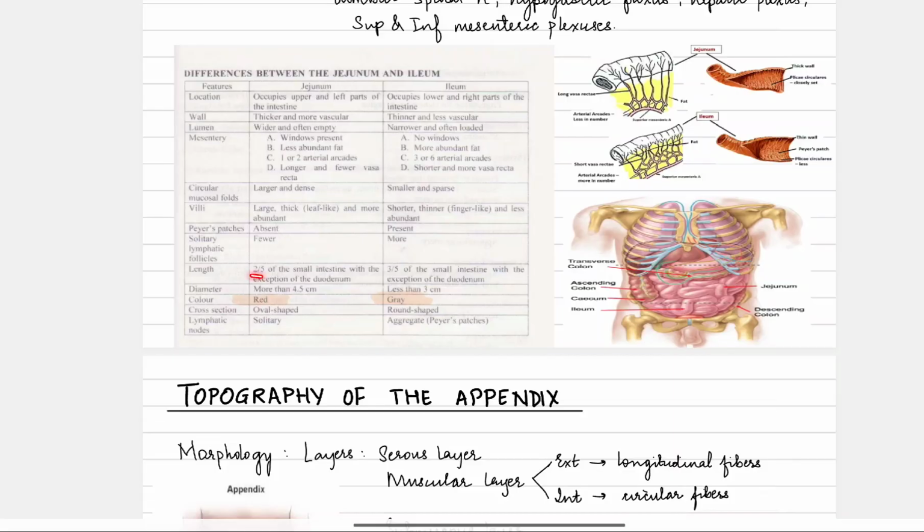Length is 2/5 of the small intestine with the exception of the duodenum, and in ileum 3/5 of the small intestine with the exception of the duodenum. Diameter is more than 4.5 cm in jejunum and in ileum it is less than 3 cm. Keep in mind, color of the jejunum is red but color of the ileum is grey. Cross section is oval shaped in jejunum, in ileum it is round shaped. Lymphatic nodes are solitary in jejunum and in ileum they are aggregated Peyer's patches.